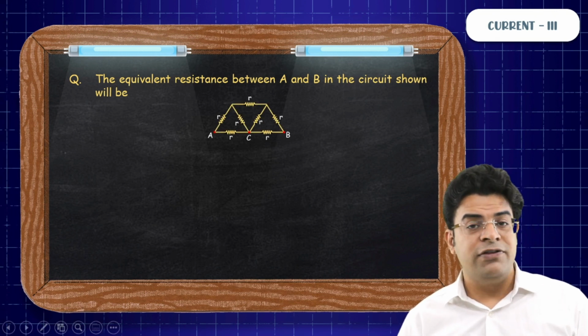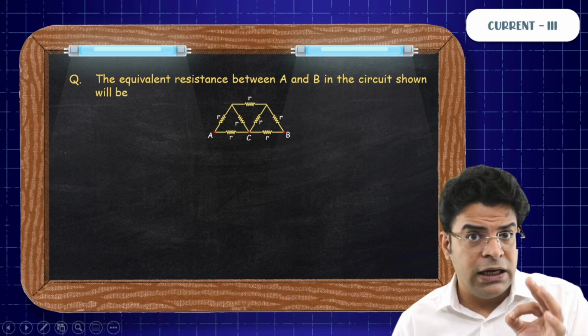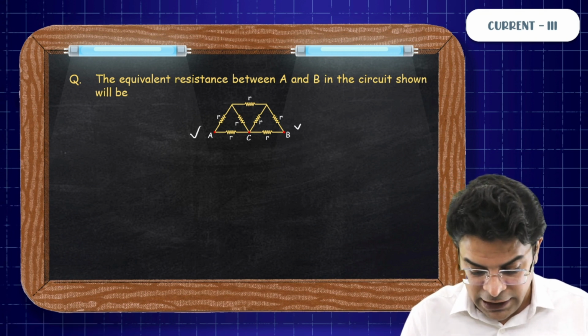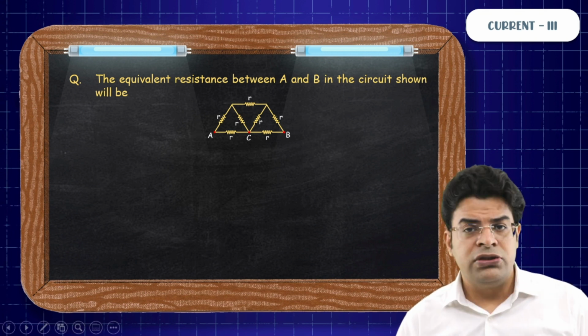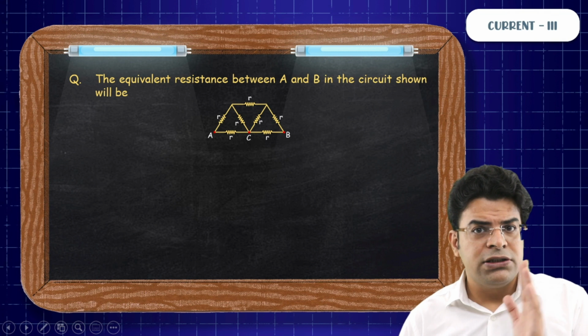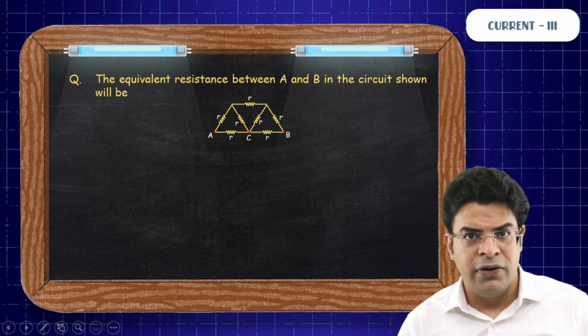So here you have the circuit. What is the equivalent resistance between point A and B? How to solve? Now see kids, here I just told you a case of symmetry, right?